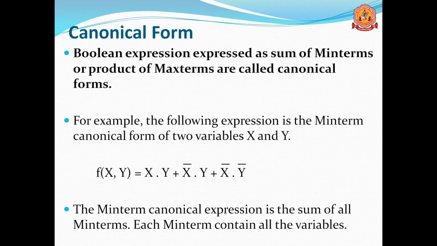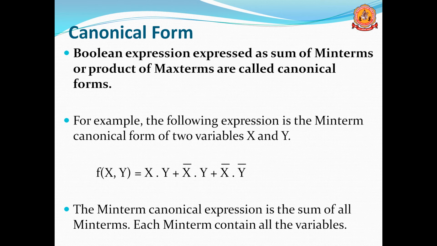Next we are moving to the next topic, that is canonical form. A Boolean expression expressed as a sum of min terms or a product of max terms is called a canonical form. Normally, there are two types of expressions, SOP and POS. Sum of min terms is SOP, and product of max terms is POS. Those are called canonical forms.